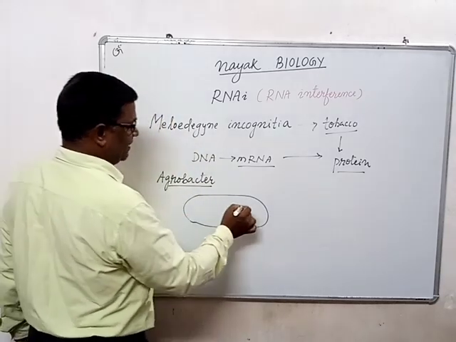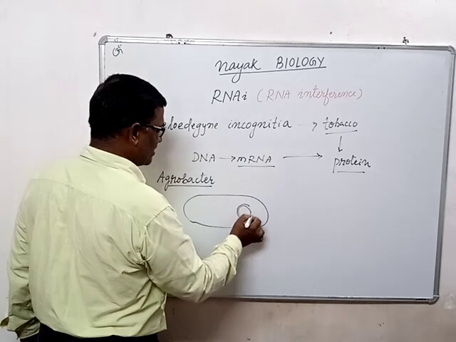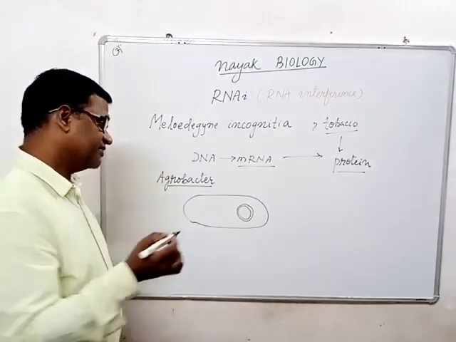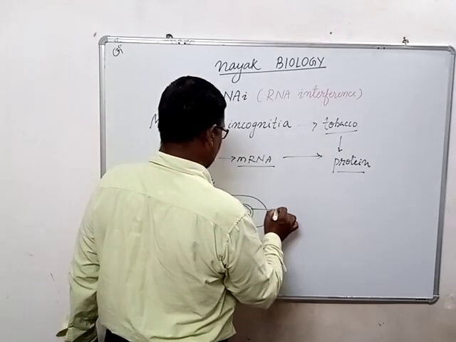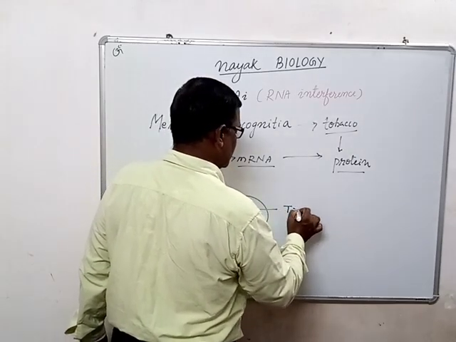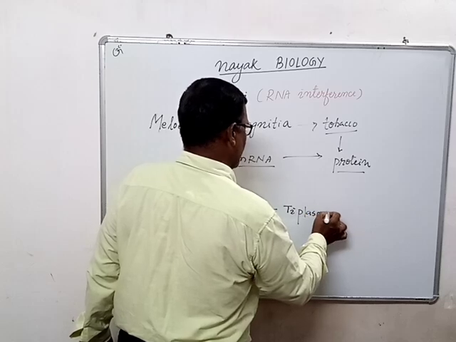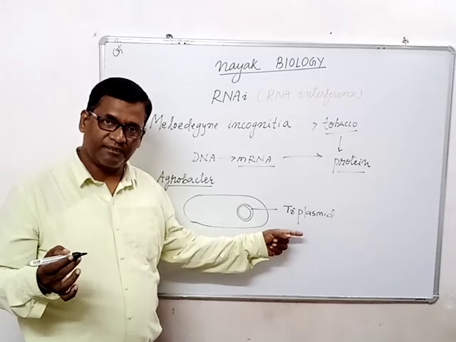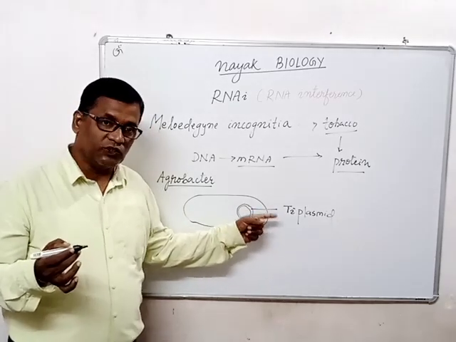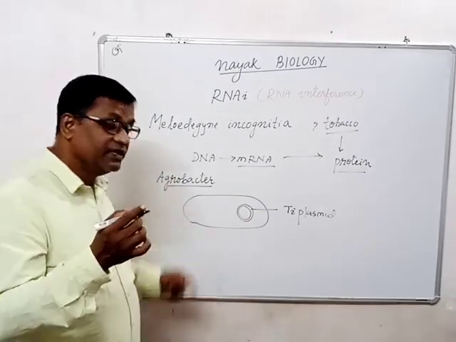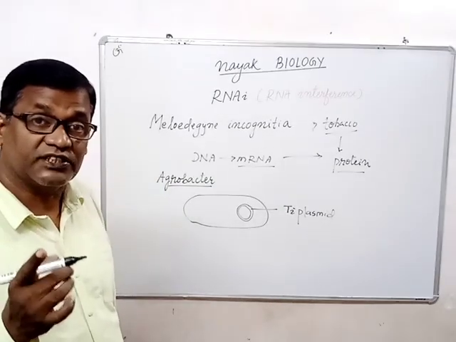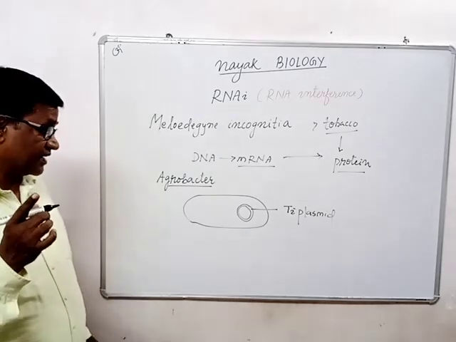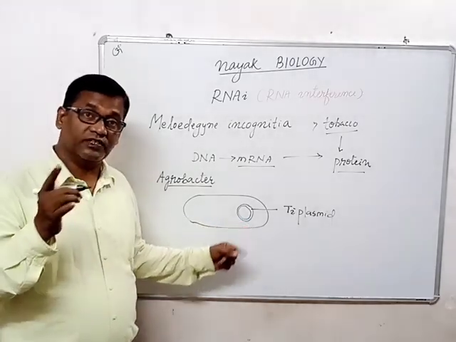Every bacteria has one plasmid, which is an extra nucleus in the bacteria, and the plasmid present in Agrobacterium is called the tumor-inducing plasmid, the Ti plasmid. Why is it called the Ti plasmid? Because it produces tumors in eukaryotes. It is the only bacteria that forms tumors in eukaryotes. All bacteria are prokaryotes, but this bacteria has the ability to produce tumors in eukaryotes.